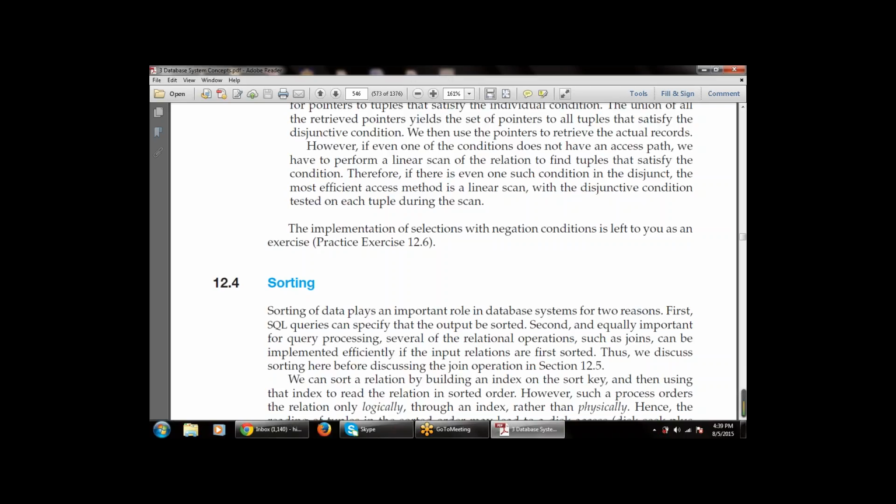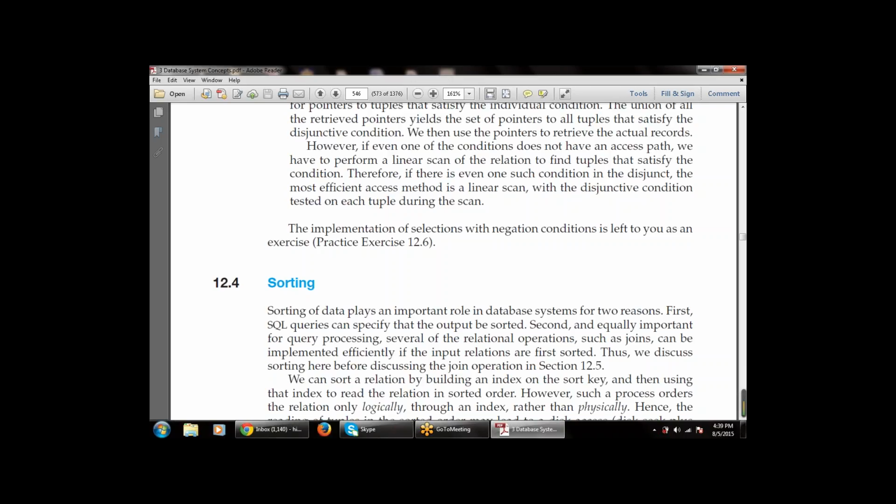Sorting plays an important role in database systems for two reasons. First of all, SQL queries can specify that the output is to be sorted. That is, with the use of SQL, we can specify that the output that is displayed is in sorted order, that is, in an arranged order. This is one of the main reasons why sorting is very essential.